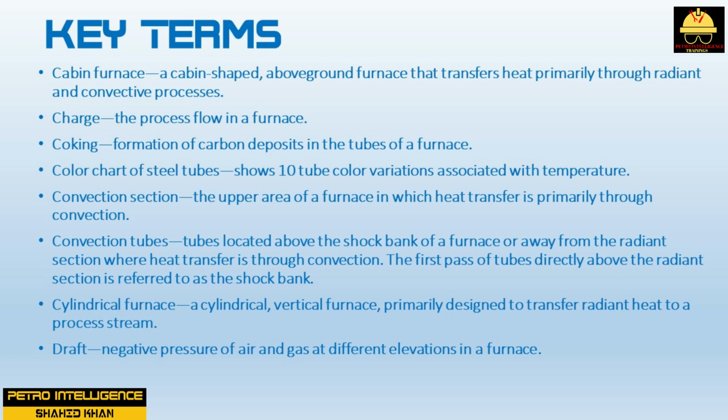Coking is formation of carbon deposits in the tubes of a furnace. Color chart of steel tubes shows 10 tube color variations associated with temperature. Convection section is the upper area of a furnace in which heat transfer is primarily through convection. Convection tubes are located above the shock bank of a furnace or away from the radiant section where heat transfer is through convection. The first pass of tubes directly above the radiant section is referred to as the shock bank.